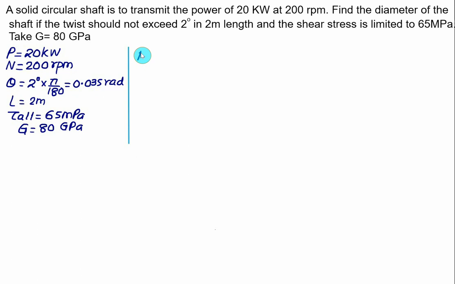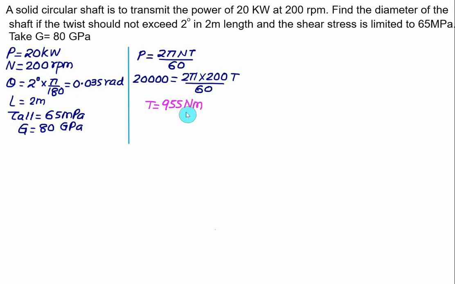So first, using the power, we can calculate the torque. Power is equal to 2 pi N T divided by 60. Here power is 20 kilowatt, that is 20,000, equal to 2 pi into rotational speed 200 divided by 60 multiplied by torque T. So torque T is close to 955. I am giving you an approximate answer, 955 Newton meter.